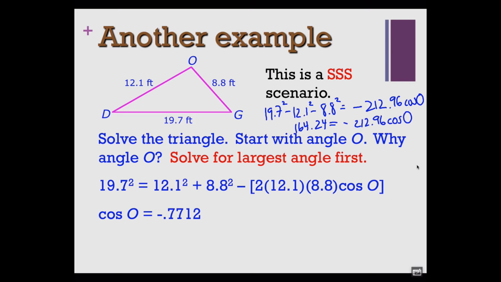Anybody else? What do I do next? Divide by negative 212.96. Good. 164.24 divided by negative 212.96 is equal to the cosine of O. What's 164.24 divided by 212.96? Negative 0.7712.